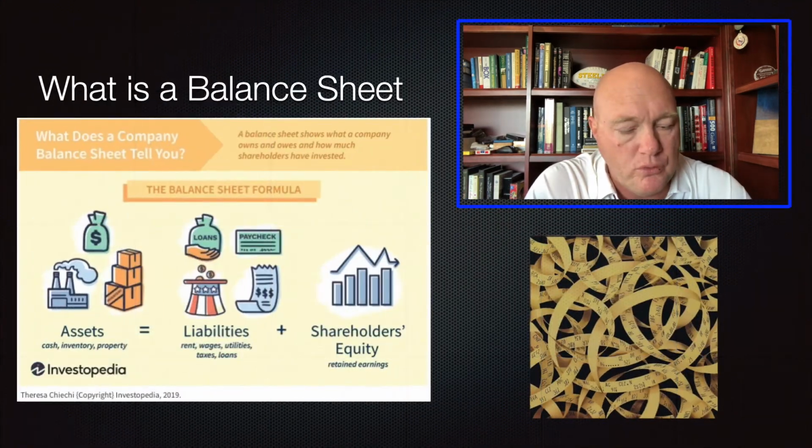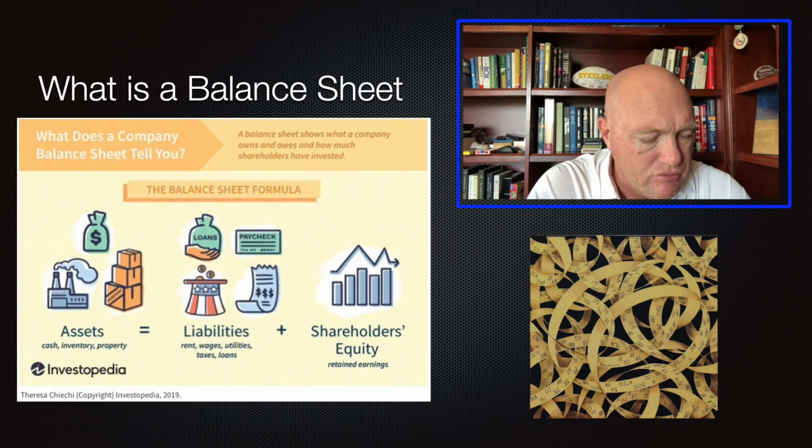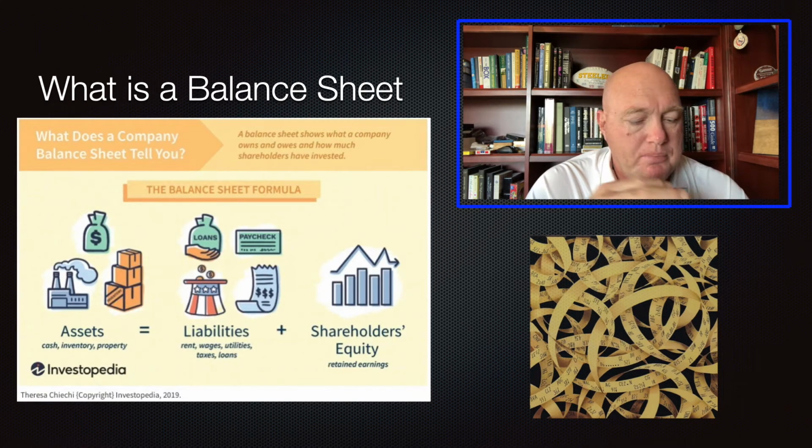In terms of the way it looks, this is a cool little chart that somebody at Investopedia, I guess Teresa Chiachi, created, so I want to give her credit. But this just gives you a sense for what's happening on a balance sheet. What it basically says is the assets of the company equal the liabilities and the shareholders' equity. That's because shareholders' equity is hopefully positive and liabilities are a negative, and the hope is that those two will balance out to equal the assets.